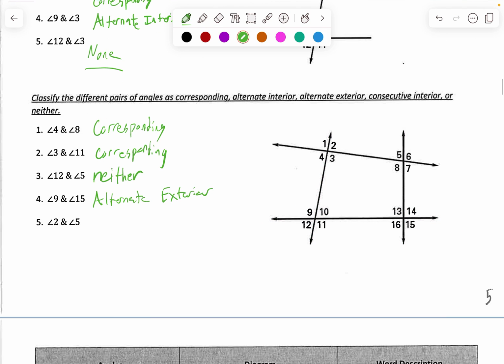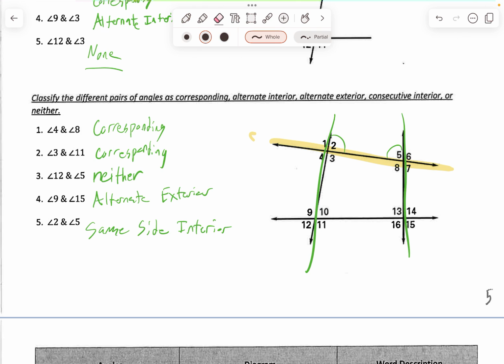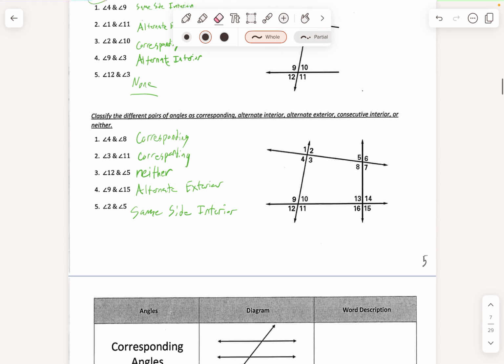And last one, 2 and 5. Yeah, you can see that they're on the inside, and here's your transversal. So that's same side interior. So that's how fast you need to get if you're not quite that speedy. That's fine for now, but you do need to get faster at these things.